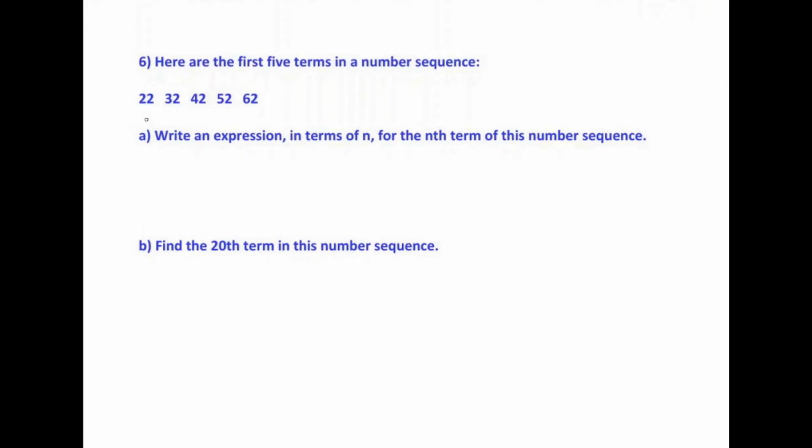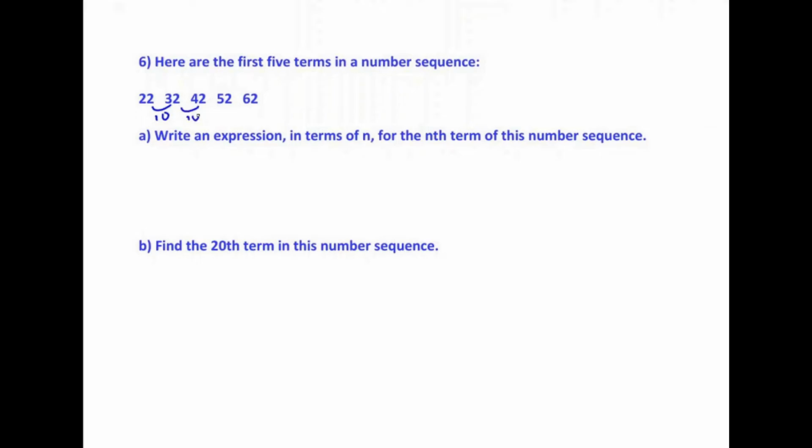In the sixth question we have, here are the first 5 terms in a number sequence: 22, 32, 42, 52 and 62. Part A, write an expression in terms of n for the nth term of this number sequence. So again, the first thing we do is find the difference between the terms. So 22 to 32 is 10.